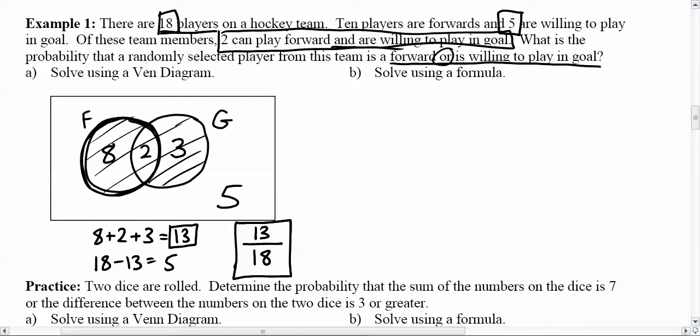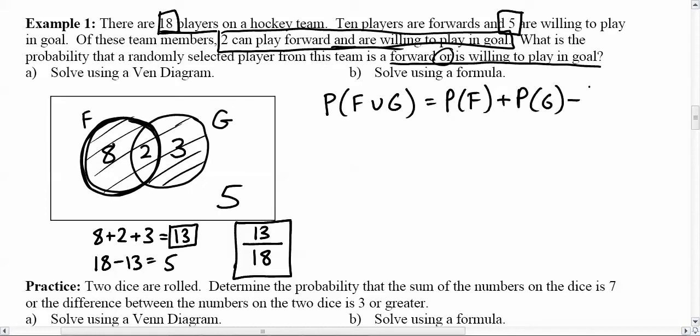So quite often these problems are very nice to solve with a Venn diagram. We can also apply the formula on the previous page. The probability of forward or goalie is the probability that they're a forward and the probability that they're a goalie minus the probability that they're both a forward and a goalie.